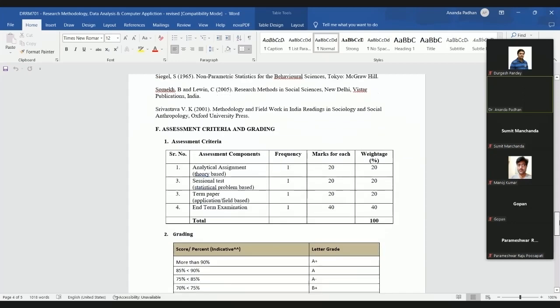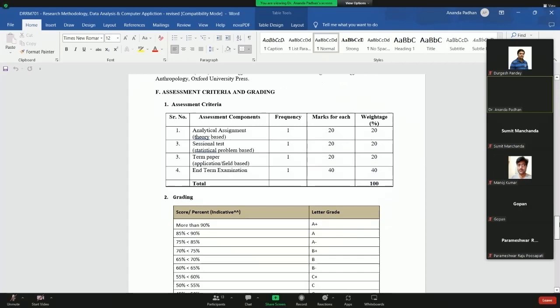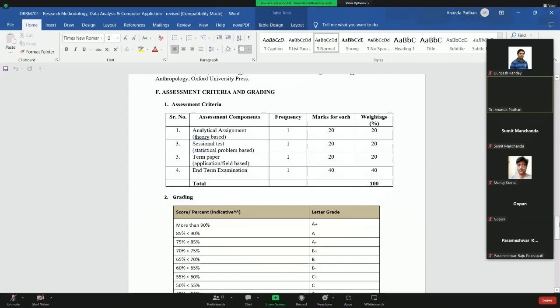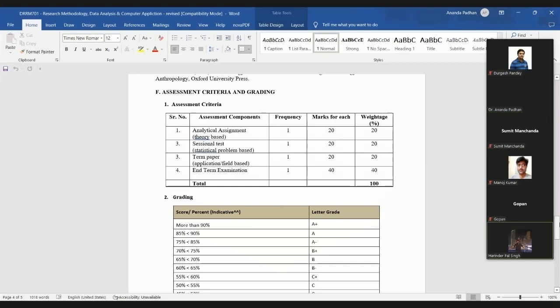This is your assessment criteria roughly. We'll be having this. One analytical assignment, theory based, of 20 marks. One sessional test, which could be theory or statistical problem based, of 20 marks. Then we can have a term paper, which is again application or field based, 20 marks. So this is 60 marks. The 60 marks you will be completing before the end term examination.